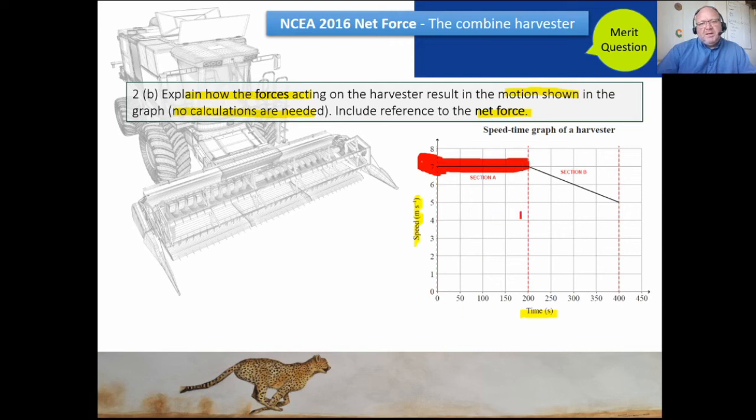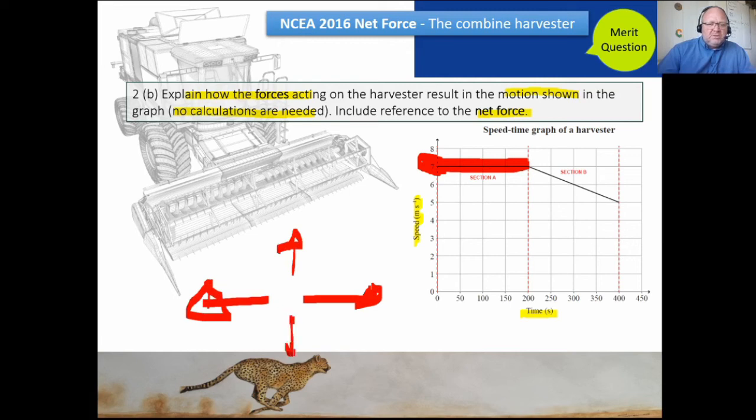So in a constant speed, what do we know about forces? All the forces acting on the tractor, the thrust, the friction, the gravity, and the reaction force are equal. So thrust and friction is going to be the same size, as well as gravity and reaction force. Okay, and because of that there is no net force.